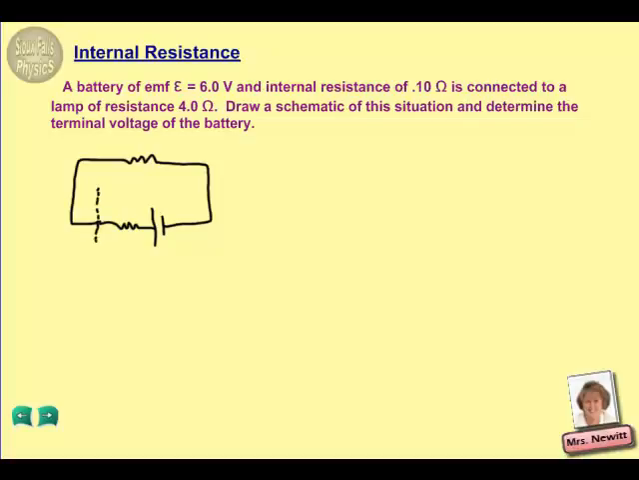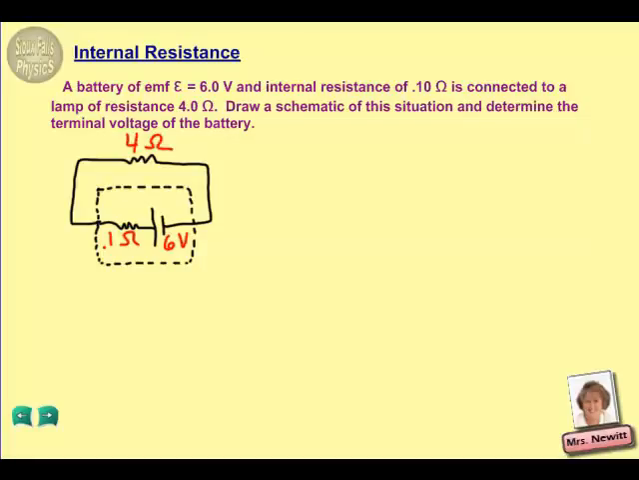Notice that it would be very common to outline the battery by putting the internal resistance and the EMF together. We also would want to include some labels: internal resistance of 0.1 ohms and EMF of 6 volts, and then our external resistor is 4 ohms.